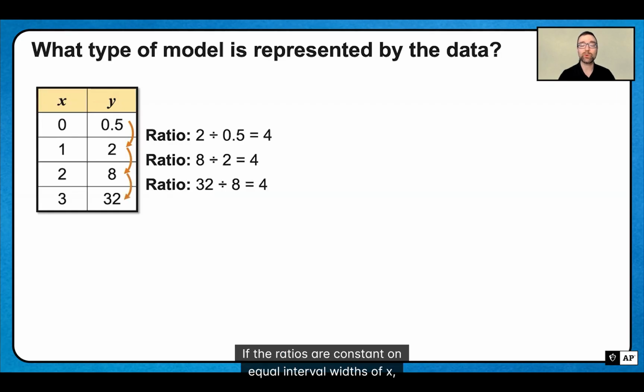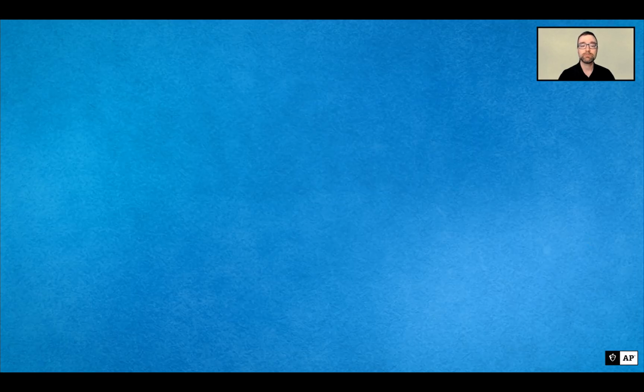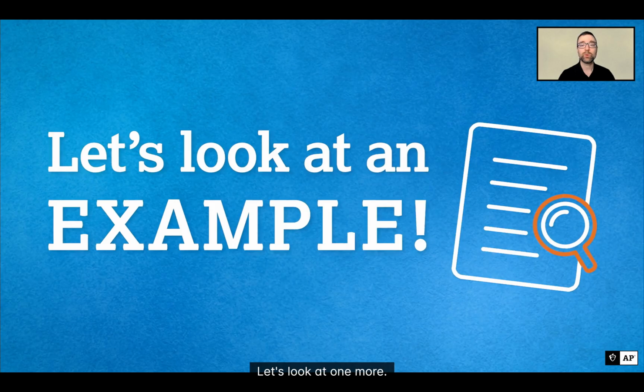So what does this mean? If the ratios are constant on equal interval widths of x, for every 1 unit difference in x, the y values are proportional. They're consistently multiplied by 4. So this indicates that an exponential model will be best. Let's look at one more.